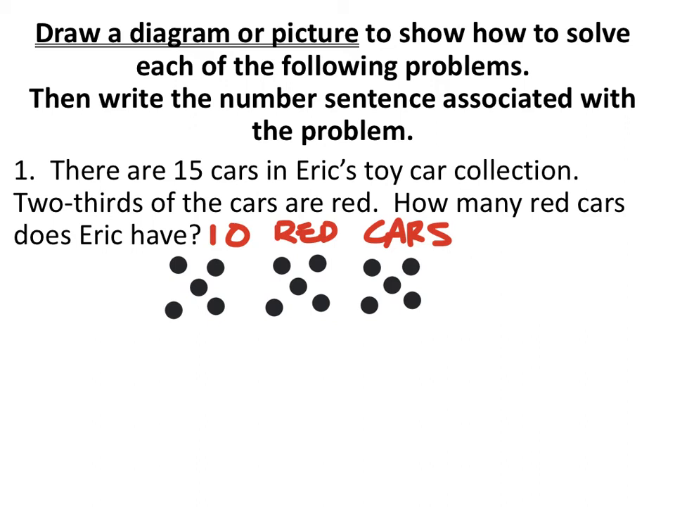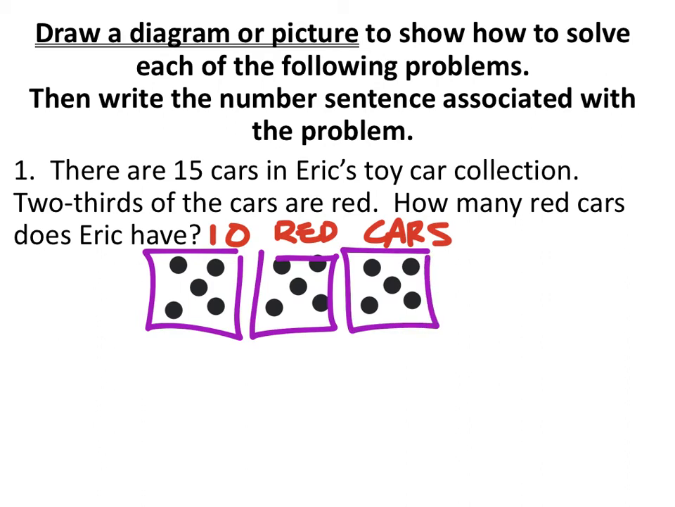So there's a third right there. Oh, that's a little bit big on that one. Third. There's a third right there. And there's another third. And then there's another third. Well, only 2 of the thirds are red. So that means that this set would be red. And then this set, that's 2 of the thirds. And that would be, if you counted them, 1, 2, 3, there's 10 cars. 10 red cars. Okay? So that gives us our answer: 10 red cars.